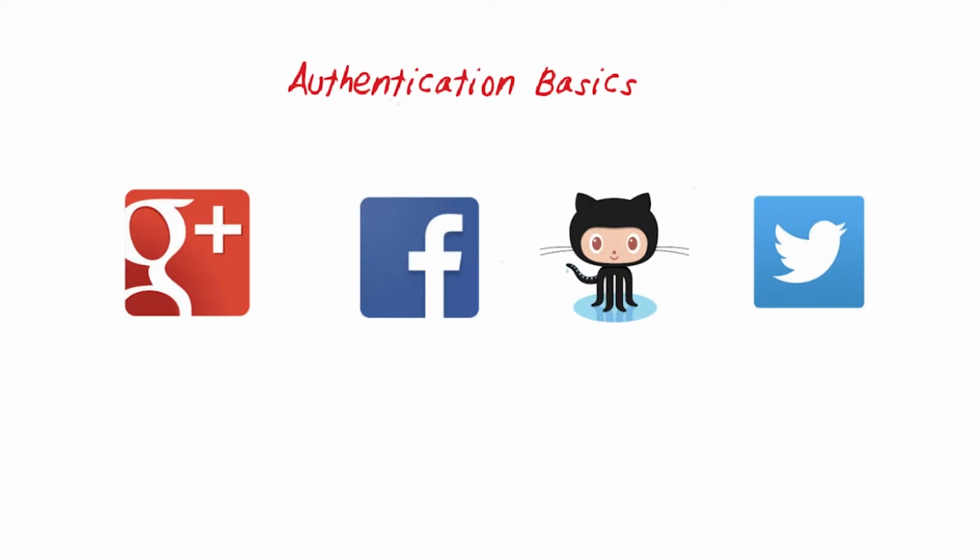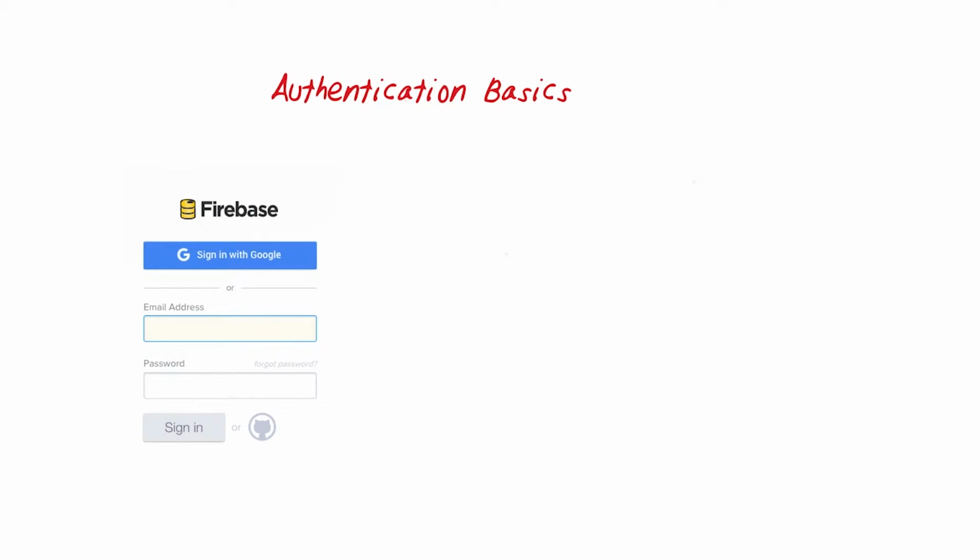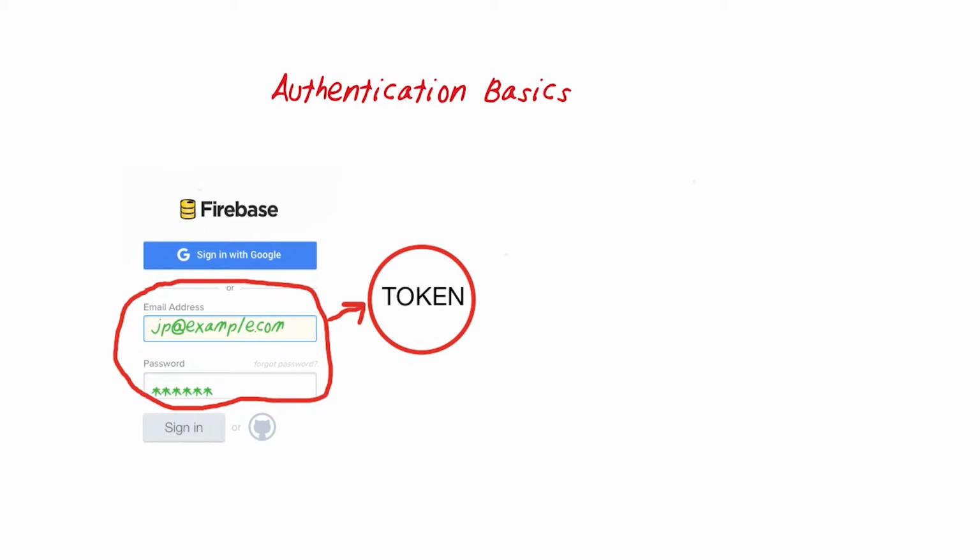Firebase provides a full set of authentication options which can be easily configured. Options include email password, Google, Facebook, GitHub, and Twitter. Documentation is provided for each option. When a user authenticates in Firebase, a token is generated which is valid for the length of time specified in the Firebase login and auth page under session length.